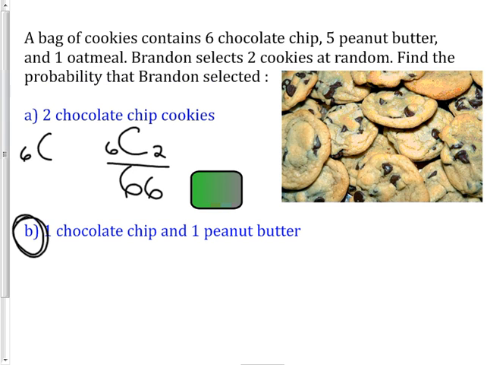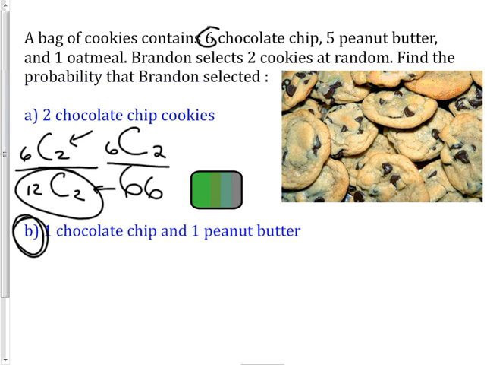Or 6 choose 2 is what I want. Just 2 chocolate chip cookies, over what were all the possible things that could happen. I could get 66 different things, and that came from 12 choose 2. So to make it a probability, do you get how it has to be a fraction? Something over something. And do you get that all the possible combinations are 12 choose 2?